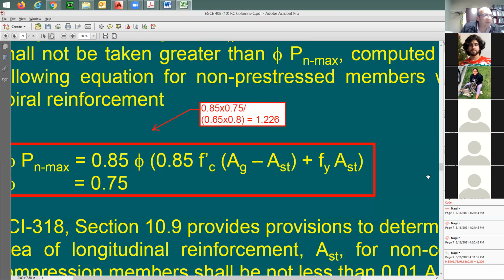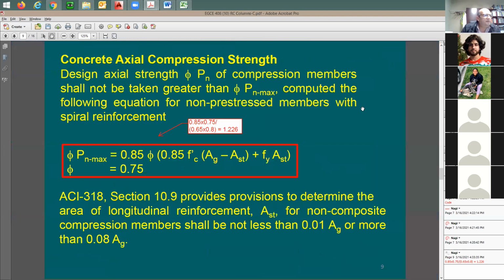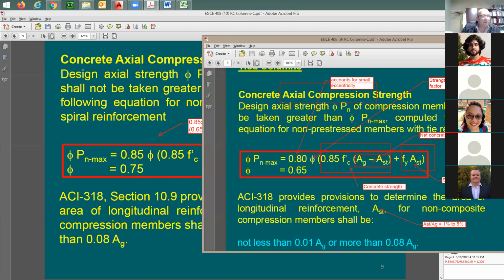Any questions on this issue about the extra strength that you have in the spiral columns, or are we good? So if the ratio is over 1.2, then it's stronger as the spiral. If it's under, then the regular tied column is better. Okay. Let me put up the previous slide so that we know what we're talking about.